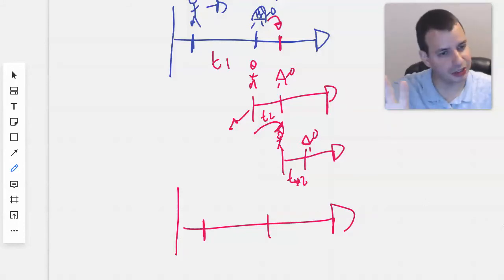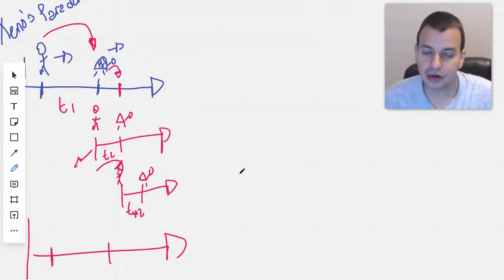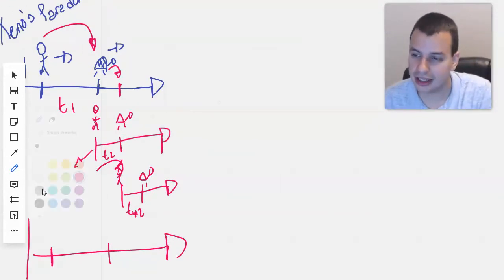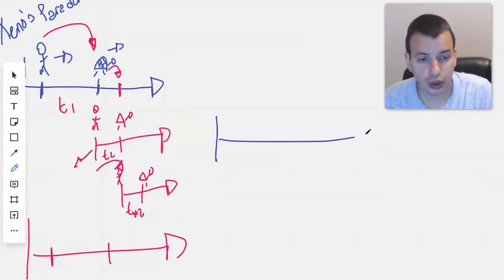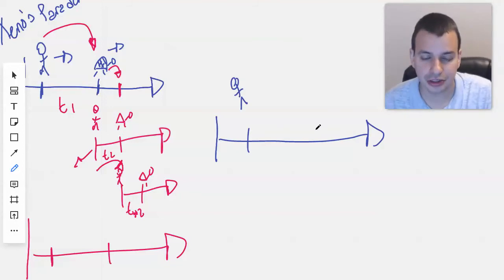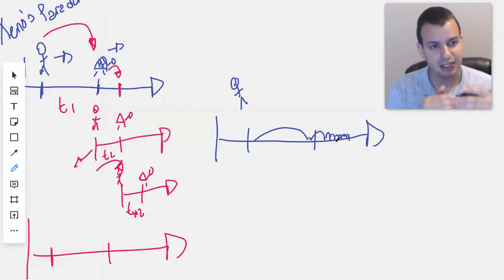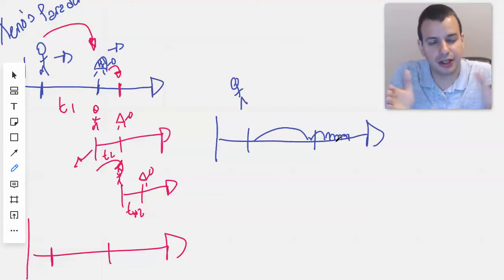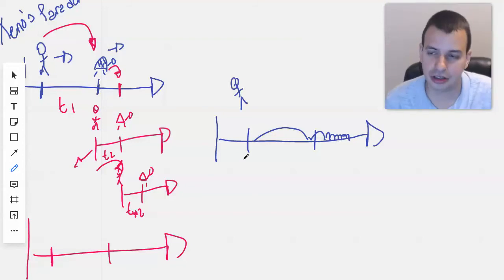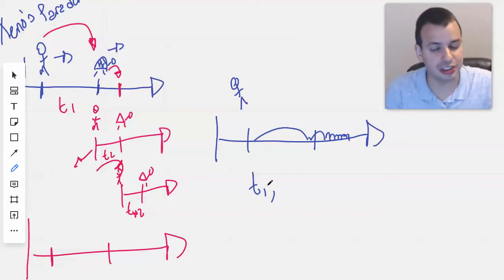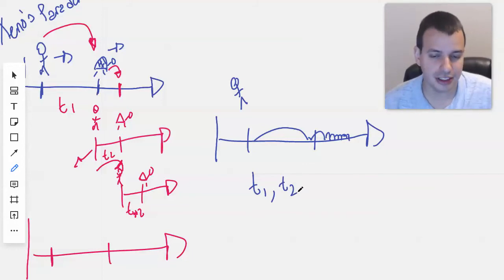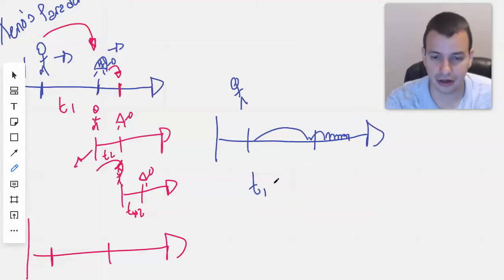Long story short, I know this sounds kind of confusing. If we draw this, what we're looking at is we have a guy that starts over here. We have a tortoise that's over here, and we keep dividing these into smaller and smaller segments. Now these segments get infinitely smaller, but there's an infinitely large number of these segments. So we have T1, where the man catches up to where the tortoise started. Then we'll have T2. We'll add these together.